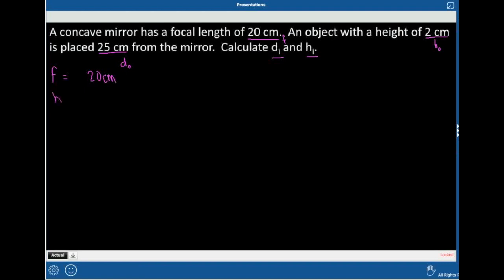My height of my object is 2 centimeters. You see I'm leaving a little space because I'm going to put my charges in there, my plus or my minus. My object distance is 25 centimeters. And then I'm looking for DI and HI.